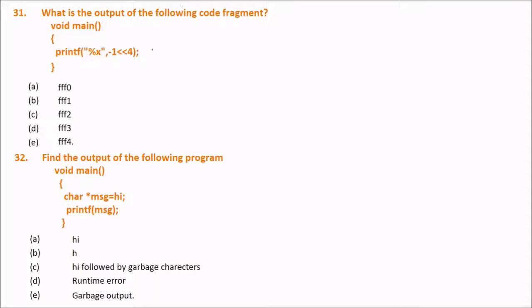Next is, what is the output of the following code fragment? printf %x. See, %x is for hexadecimal value. This is printing a hexadecimal value, of minus 1, and this is the bitwise shift operator, 4. So what will be the answer? Can you guess? The answer is A, because the value minus 1 will be shifted left by 4 positions, and hence the output is FFF0.